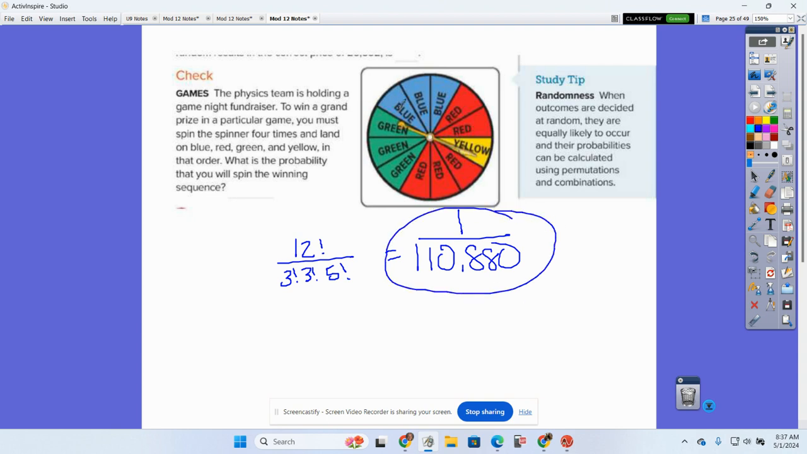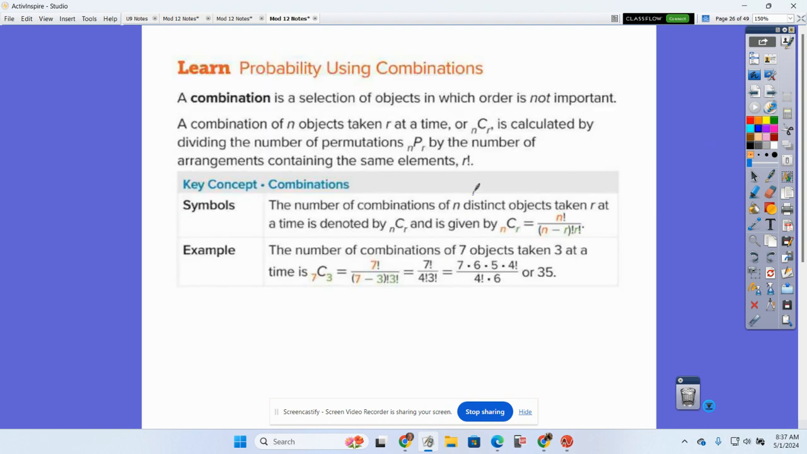Now, some people are like, oh, no, there's more because there's more of these. But by removing those, we've already removed all of those possibilities in the beginning there. Okay. When outcomes are decided at random, they are equally likely to occur. So even though you might be like, no, you have a better chance of landing on red for some reason, we have to assume equally likely, okay, for each one of them.